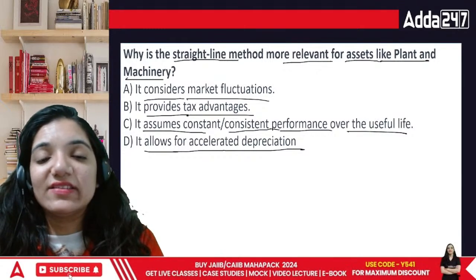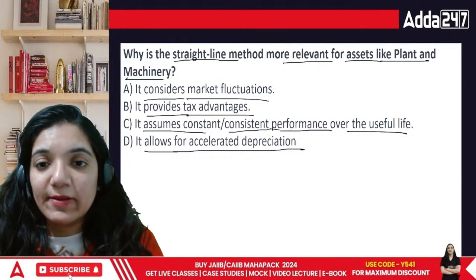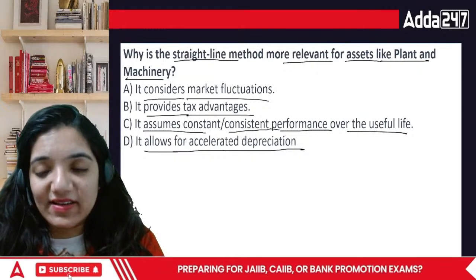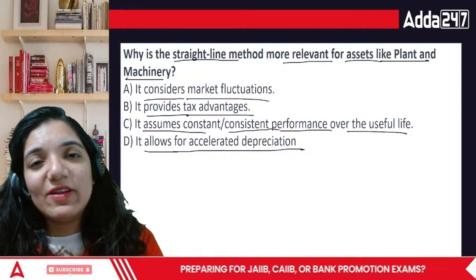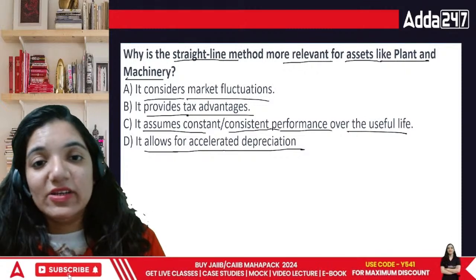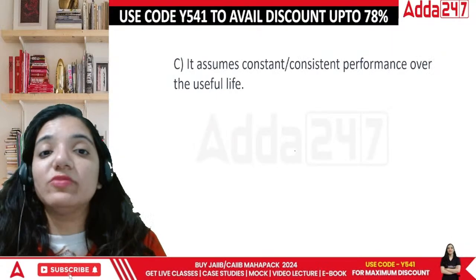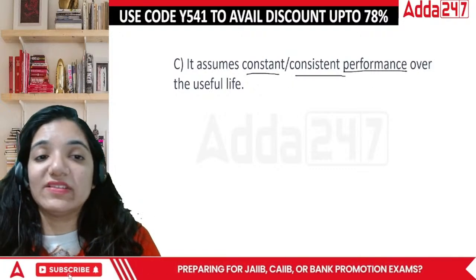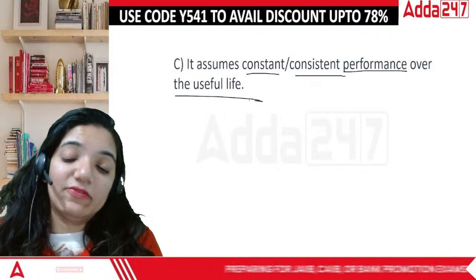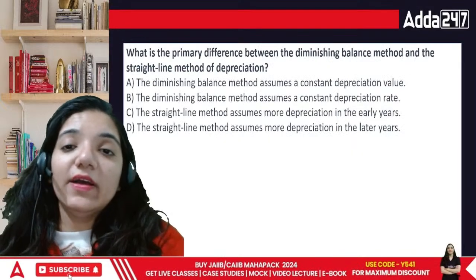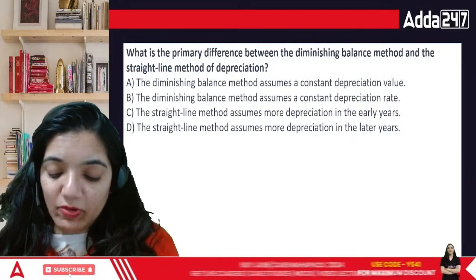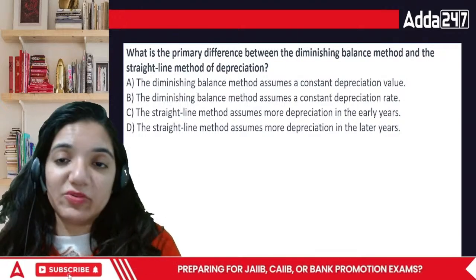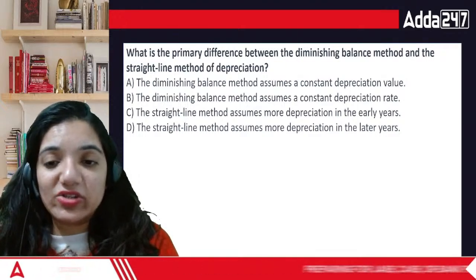Okay, so why is this more utilized in this case? Basically it says that if we talk about our business there, we will assume that throughout the life we are going at the same pace. So in this case it is assumed that constant or consistent performance is there over the useful life. Okay, now comes the very important question, that is, what is the primary difference between diminishing balance method and the straight line method?